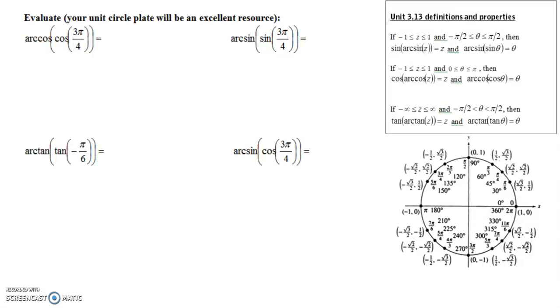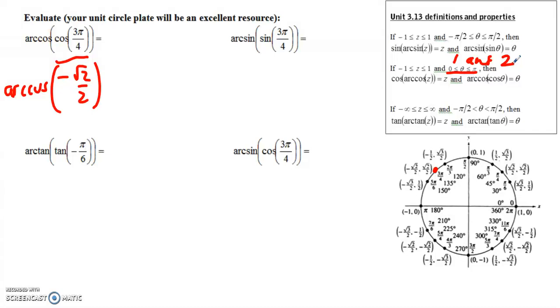Now, using your unit circle plate or this, let's go through some of these examples. Starting with the most inside function, the cosine of 3 pi over 4. 3 pi over 4 is right here. The cosine, or the x value, is negative root 2 over 2. Notice that cosine has no restrictions, but if we're dealing with arc cosine, that has a restriction between 0 and pi, or quadrants 1 and 2.